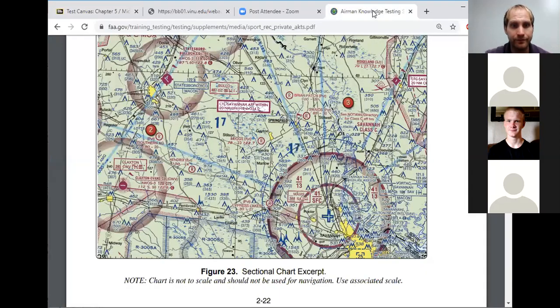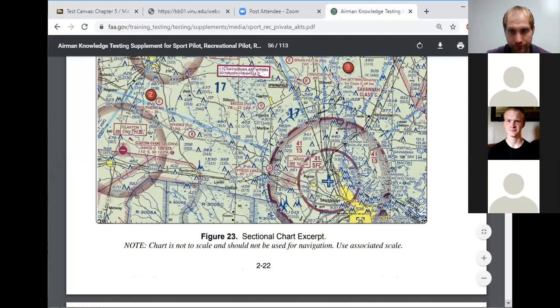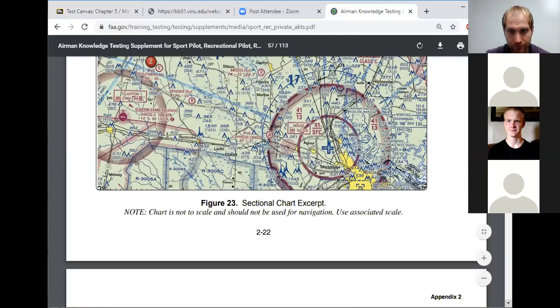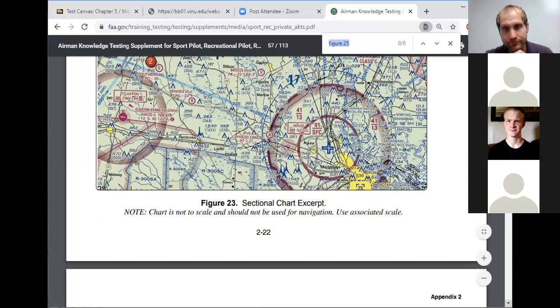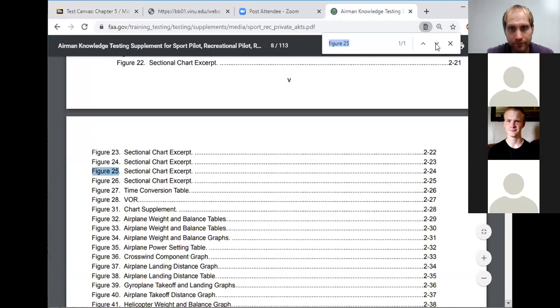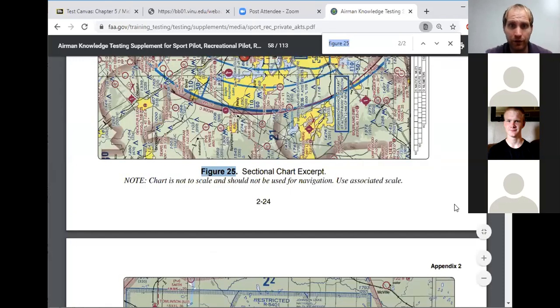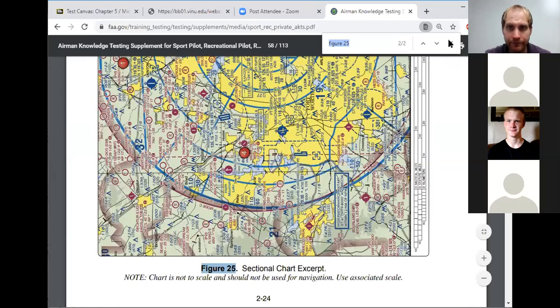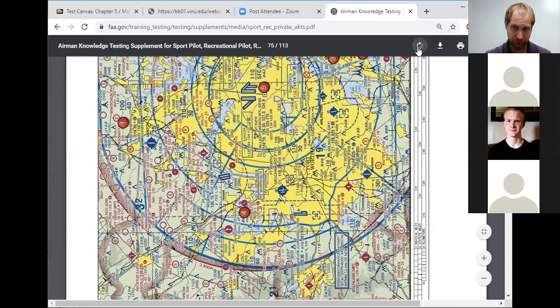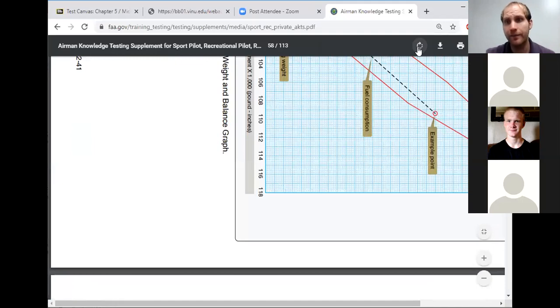Figure 25. Should be able to just go down a few. I don't know if it's faster to hit Control F or not. So what I'm thinking we're going to find is that Dallas Executive is probably a Delta airspace. A Delta airspace is going to be a dashed blue. And we got to give it the rotate. Delta airspace is going to be dashed blue.